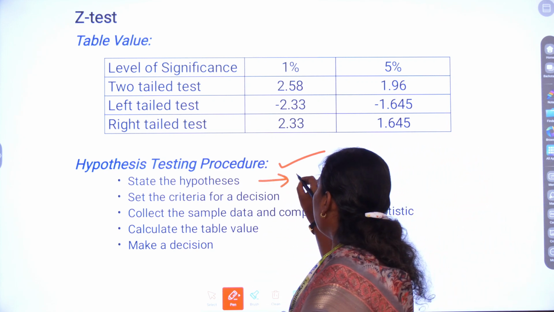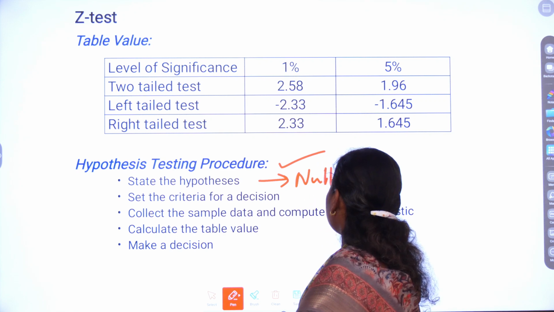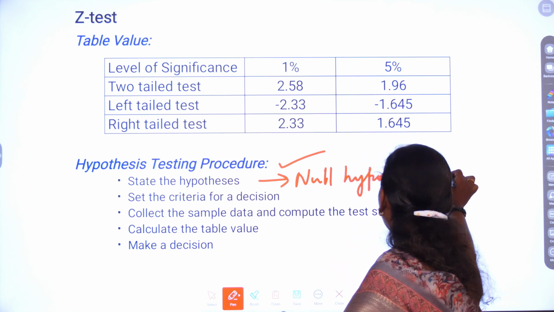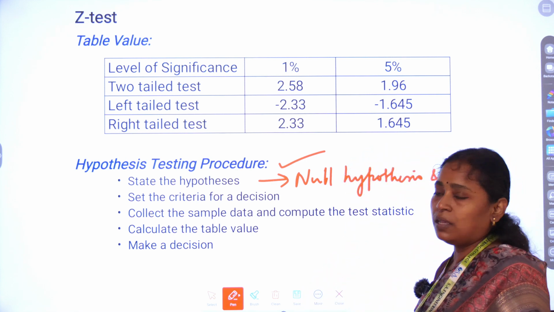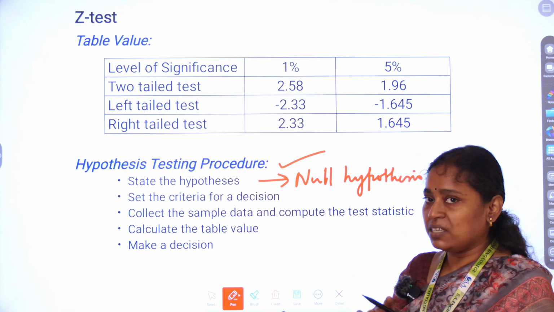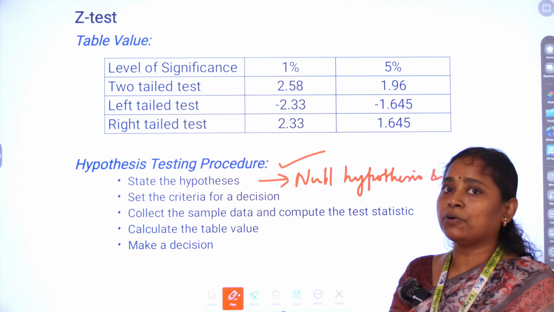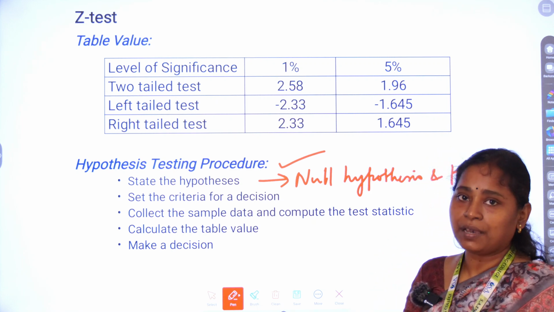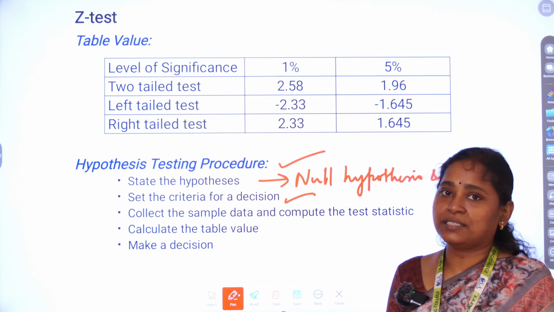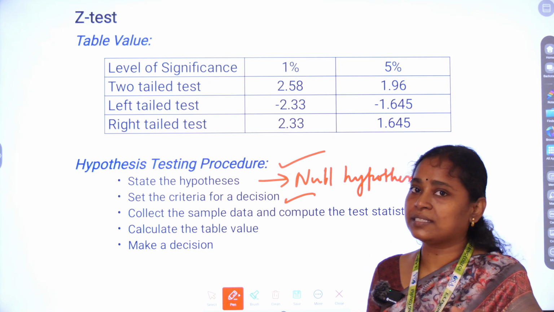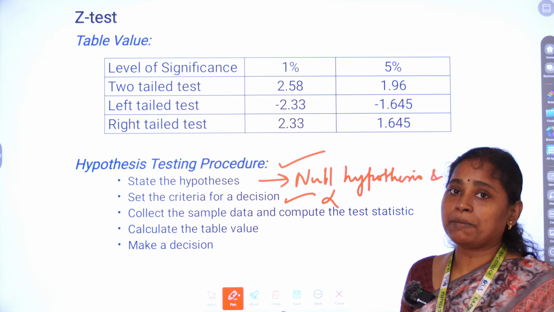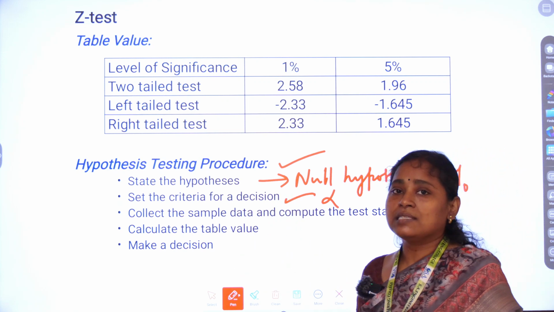Here we will mention the null hypothesis and alternative hypothesis, that is H naught and H1. So in state the hypothesis, you should mention your null hypothesis as well as your alternative hypothesis. Next one is select the criteria for a decision. What is meant by select the criteria for a decision? You should fix your alpha, whether it is 1% or 5%, in the second step.